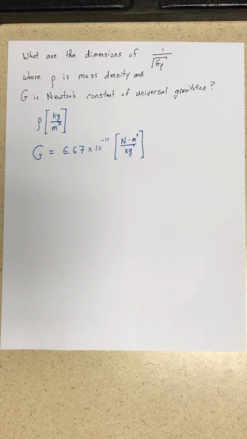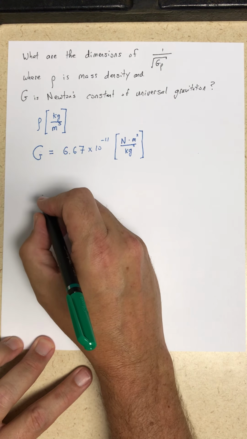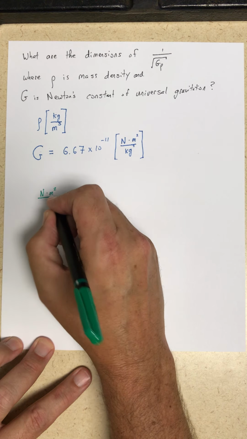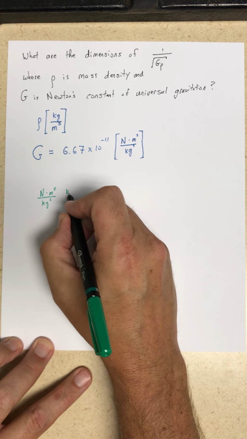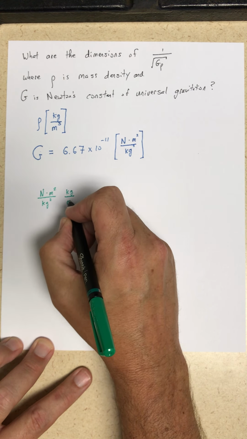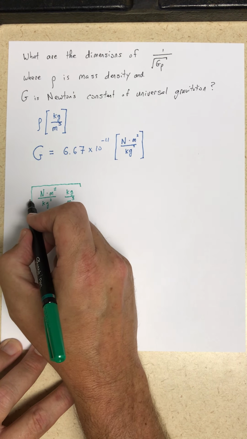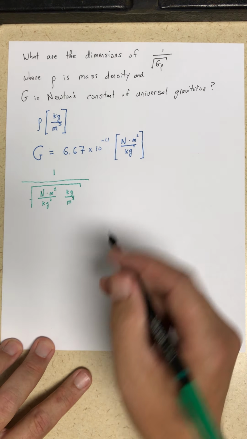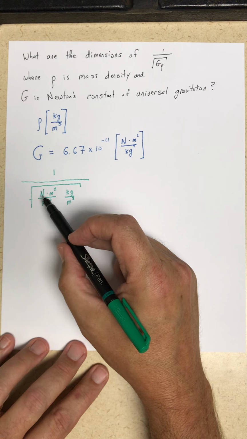All right, so let me set up an algebraic expression that just has the units in it. From big G, that's going to give me a newton times a meter squared over a kilogram squared. And from rho, that's going to give me a kilogram per cubic meter. And that is all under a square root, and that is all in the denominator.